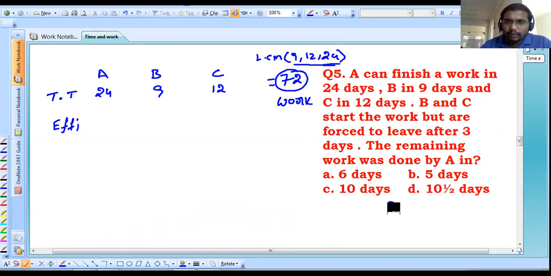Now you have to find out efficiencies. Efficiency of A: 72 by 24, 3 units per day. B will complete 8 units. C will complete 6 units.